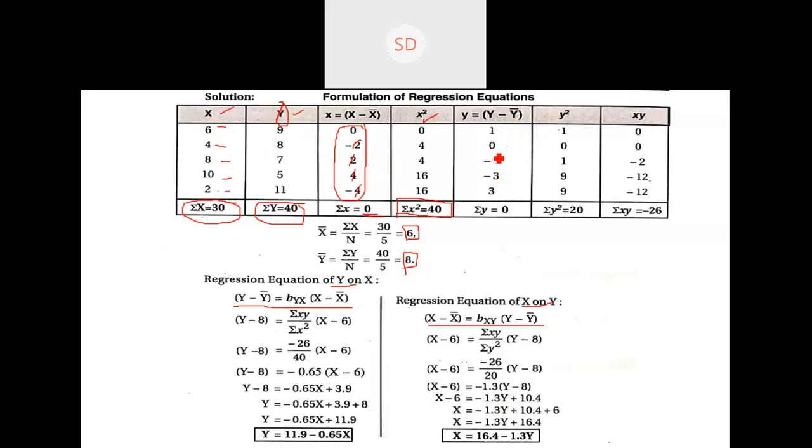8 minus 8 is 0, 7 minus 8 is minus 1, 5 minus 8 is minus 3, and 11 minus 8 is plus 3. Now again, if you see, let us take a different color, you have plus 1 minus 1 to be cancelled, plus 3 minus 3 to be cancelled, and you are ending up with 0. So sigma y, or summation y, is equal to 0.